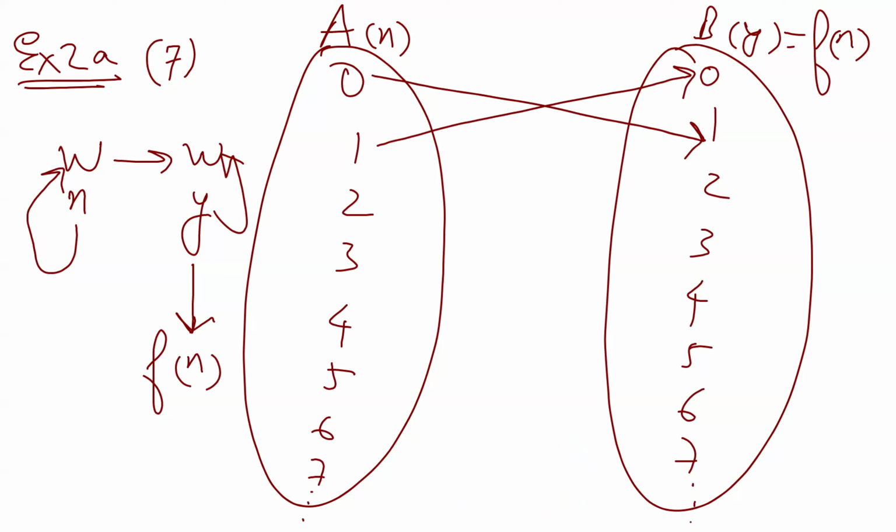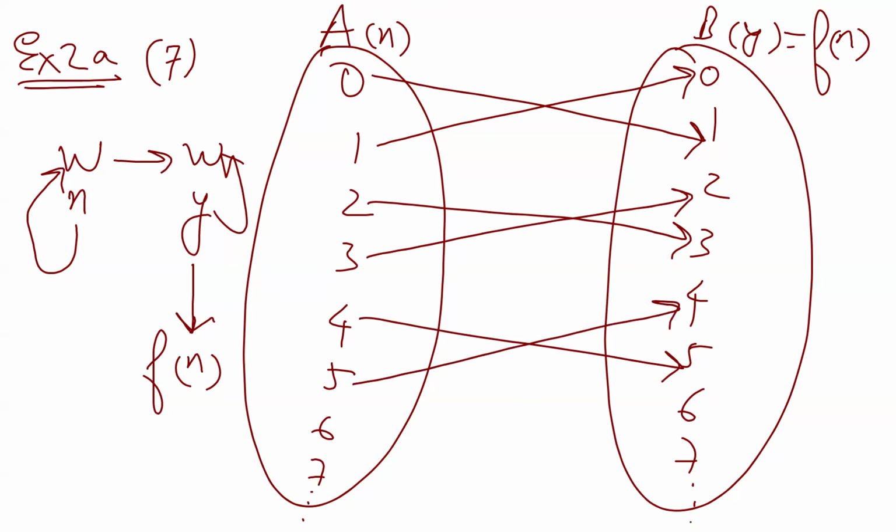When N is 2, what is f of N or rather Y? 2 will be mapped to what? Can someone tell me please? 3, correct. 2 will be mapped to 3. And what about 3? When N is 3, you'll use the odd function. 3 minus 1, which is 2. So 4 will be mapped to 5, and 5 will be mapped to 4. 6 to 7, 7 to 6. Likewise, this will go till infinity.